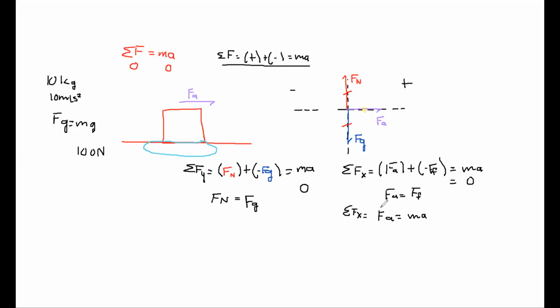The applied force is not canceled. We'll have some value, let's say it's 20 newtons. So I push with 20 newtons of force. No friction means that 20 newtons here is equal to ma.